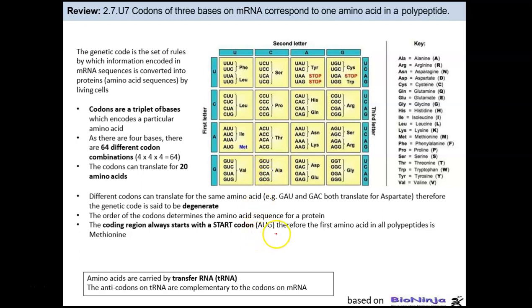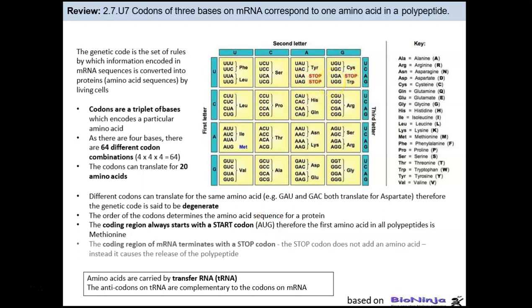And about the starting codon AUG, and the ending or termination codons, which you can find over here. There are 3 stop codons, UAA, UAG, UGA, remember? That's all.